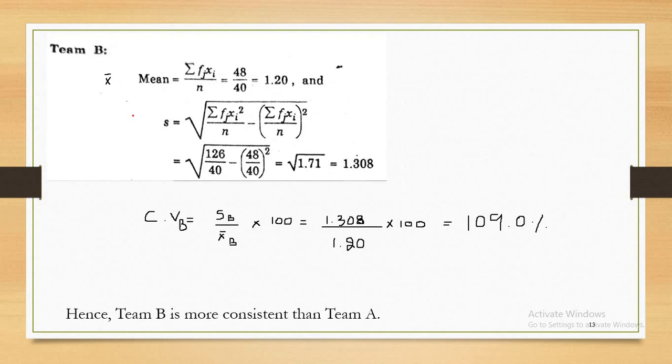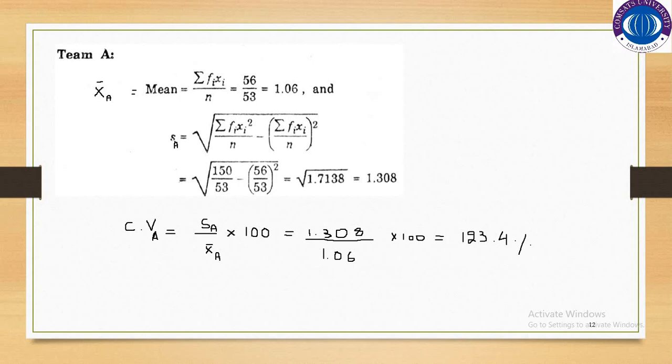Similarly, for team B, we should use the subscript in the statistic. The mean is 1.20 and the standard deviation is 1.308. By using the formula of coefficient of variation, we got 109.0%. As you have to find which team is more consistent, it means which team has lesser variability in its performance. So coefficient of variation for team B is 109 and coefficient of variation for team A is 123.4.